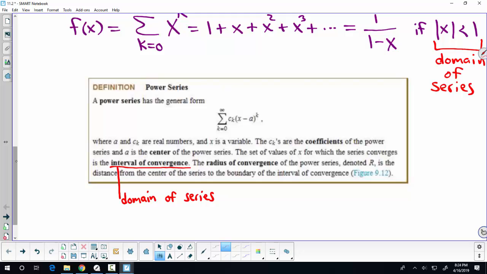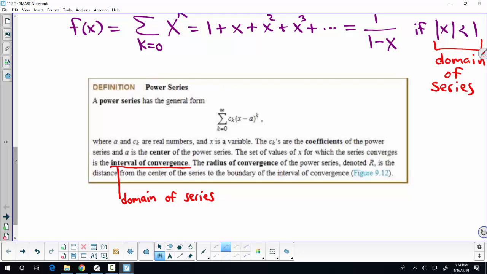So since we did mention that, let's back up. A power series, defined here, has random coefficients c sub k. They're real numbers. X is some variable. The c sub k is a coefficient of the power series where a is the center. Nothing's changed. If this were specifically the kth derivative at a over k factorial times x minus a to the k, then this would be a Taylor series, not just a generic power series. The set of all values of x for which the series converges is the interval of convergence.